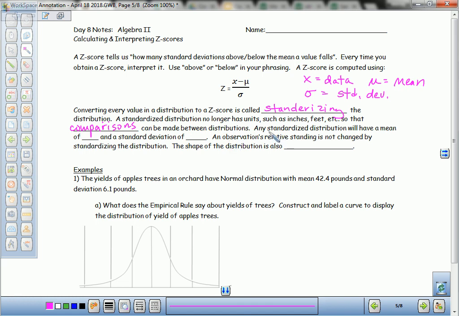Now, when we look at a standardized distribution, the mean, mu, is always what? When we did our standard normal yesterday, what did we say the mean was every time? Zero. All right? And we have a standard deviation of what? 1.